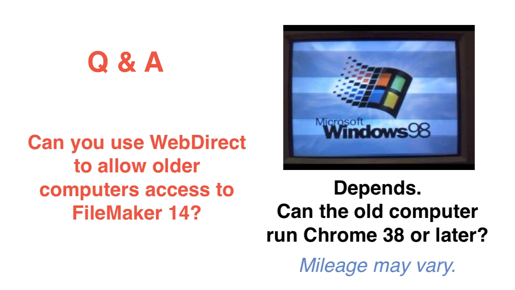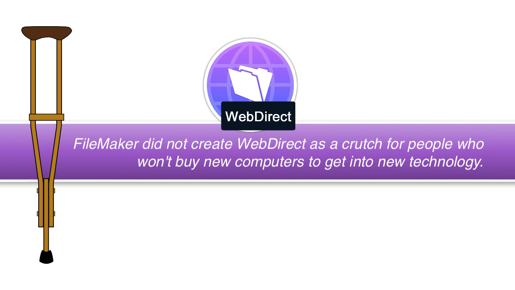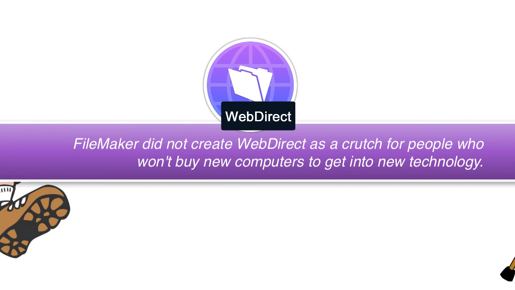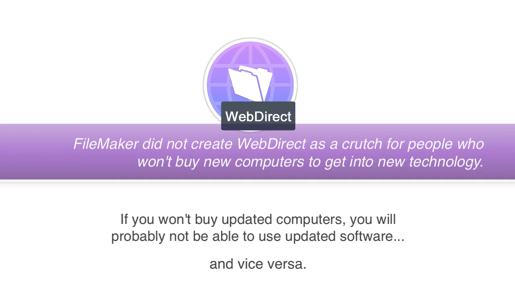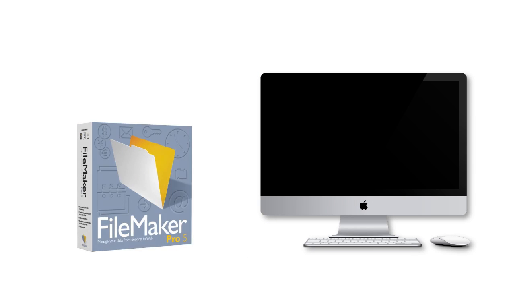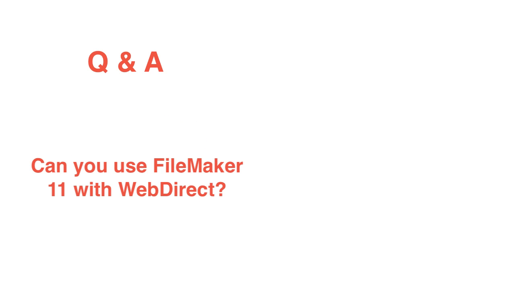Just keep in mind that FileMaker did not create WebDirect as a crutch for people who won't buy new computers to get into new technology. It's one of those sort of things in life. If you won't buy updated computers, you're probably not going to be able to use updated software. And of course, the converse is also true, if you haven't figured that out yet. If you buy new computers, you're not going to be able to use really old versions of software. How many of you are on new Macs trying to use FileMaker 5? Raise your hands. You know that story already. It doesn't work.